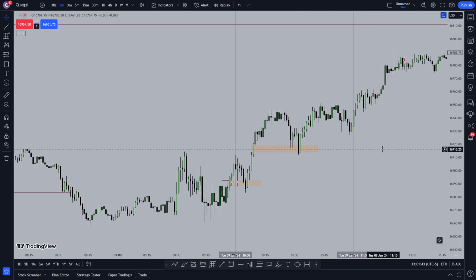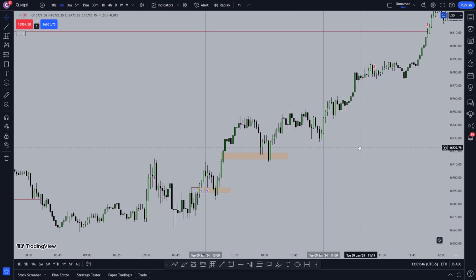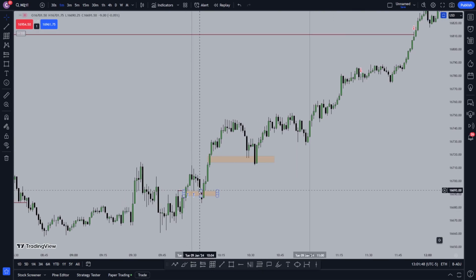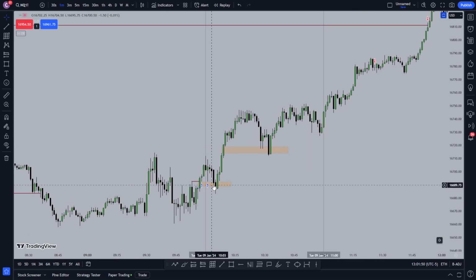So yeah, simple silver bullet hour trading. As you can see, executions have been taken. Over here was a bit early, but all in all, everything played out like I did demonstrate over here.